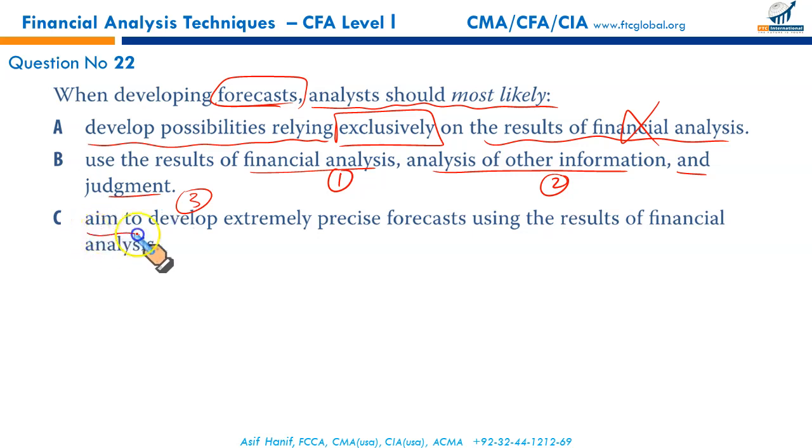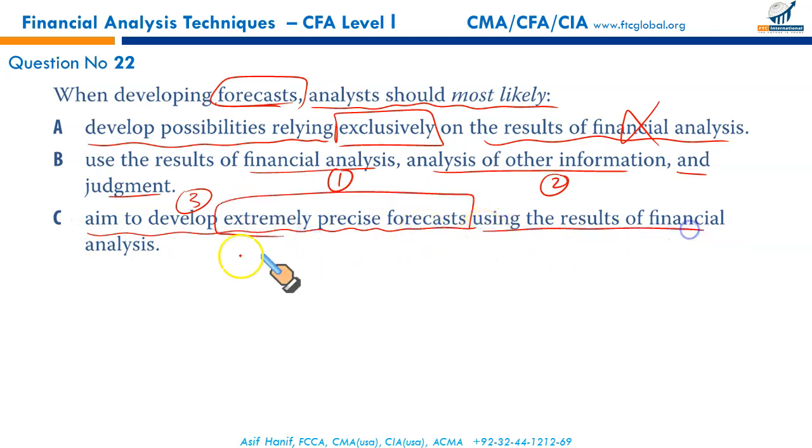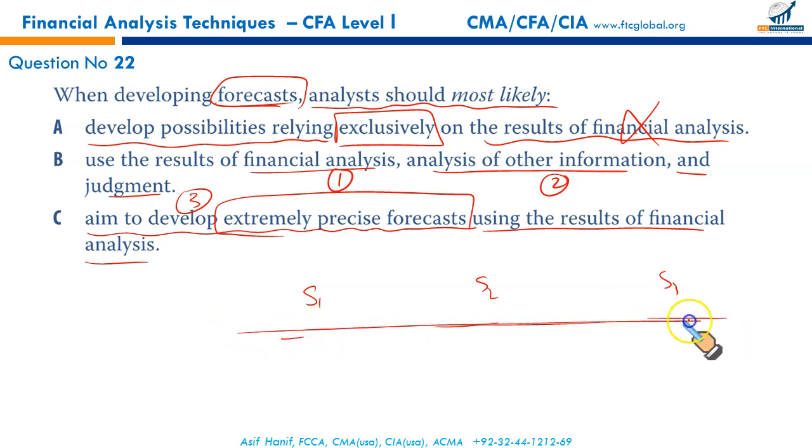Why not C? Aim to develop extremely precise forecasts using results of financial analysis. Forecasts, as I said in scenario analysis, you develop different scenarios, 1, 2, 3. Forecasts are not limited to a single scenario or a single point estimate, but should involve a range of possibilities, different scenarios. So this is incorrect as well. So B is the right option. And that ends your EOC 24.